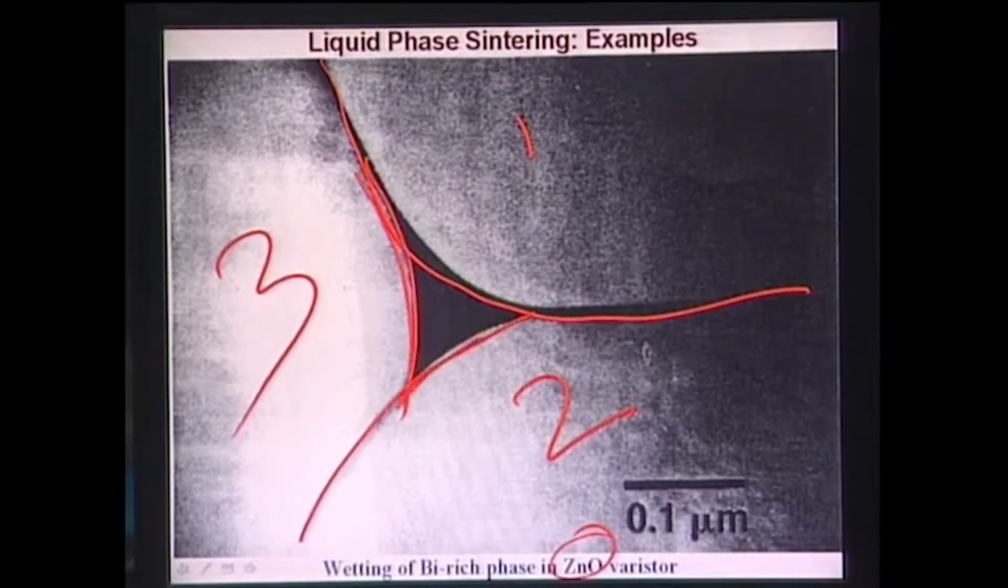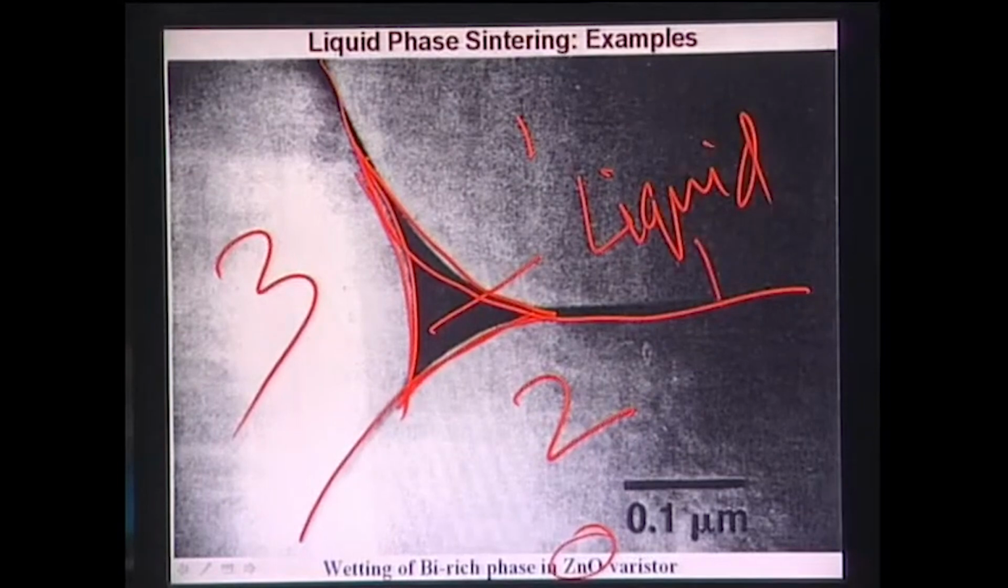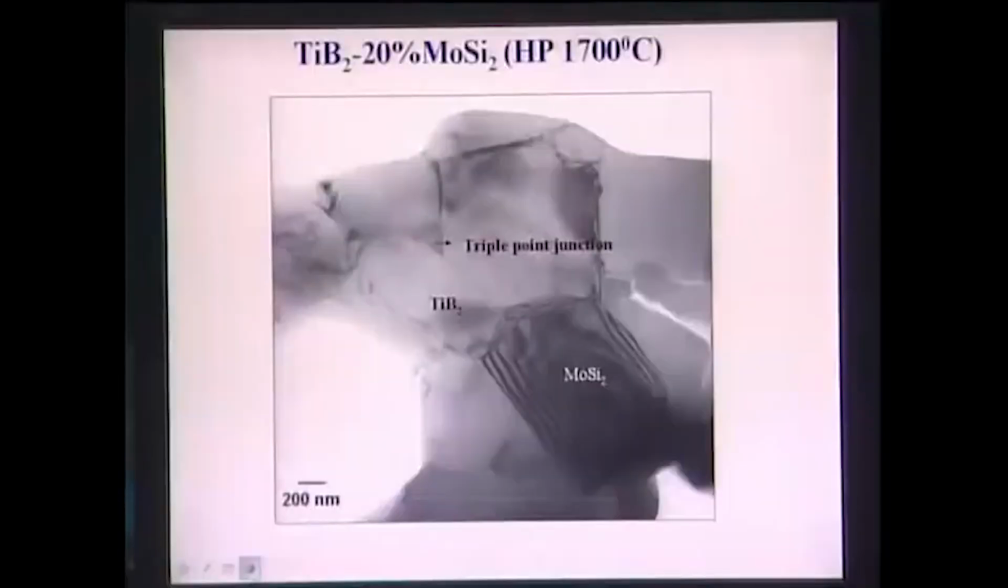In this grain 1, grain 2, grain 3, these triple pockets are the places where the liquid phase is formed, and after sintering this liquid phase actually remained there as a residue. That is the evidence that liquid phase sintering has taken place and led to the densification of the zinc oxide material. Okay. Now here are some other examples of ceramics, basically structural ceramics.